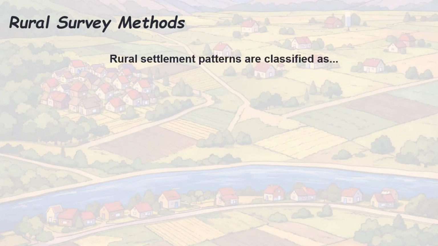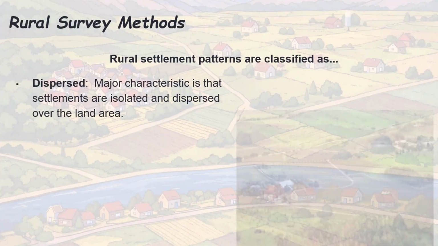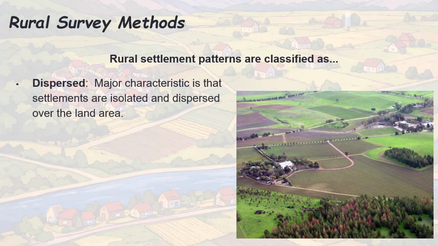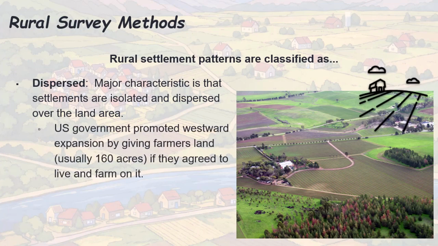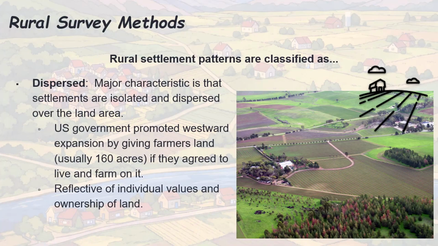Imagine you live on a farm, but your closest neighbor is like a mile away. That's a dispersed rural settlement. Homes are scattered across the landscape, totally doing their own thing. Why? Because the US government was like, yo, here's 160 acres. Just promise you'll farm it. So people spread out, claim their land, and boom, instant social distancing, 1800 style.